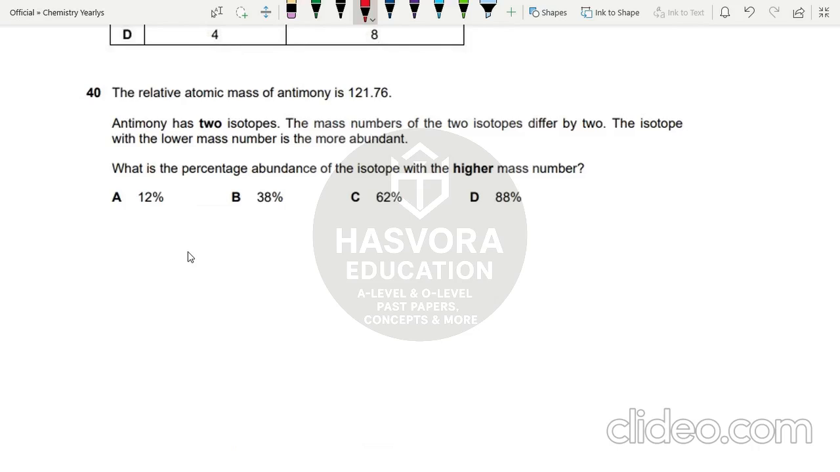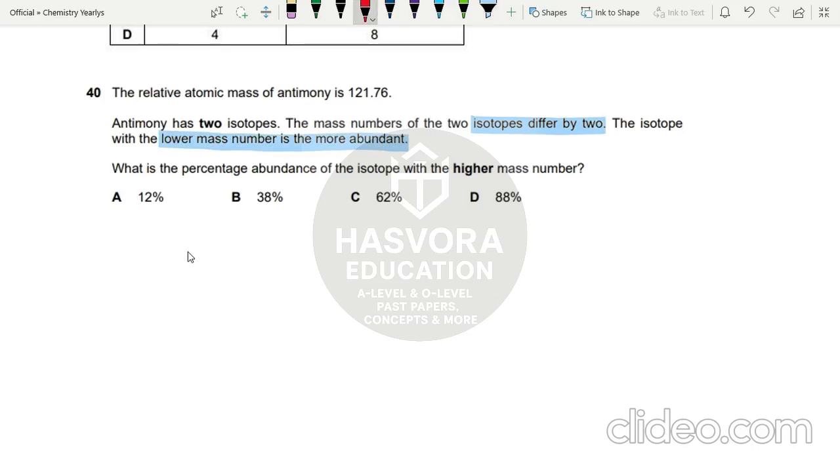Now we have the relative atomic mass of antimony is 121.76. Antimony has two isotopes. The mass number of the two isotopes differ by 2. So this is the important point here. The isotope with the lower mass number is more abundant.